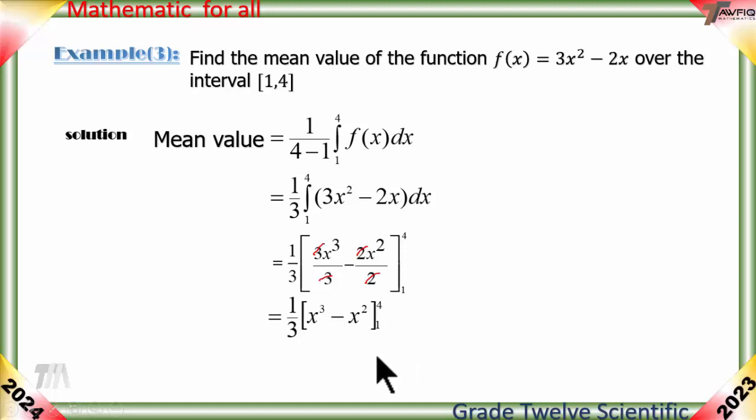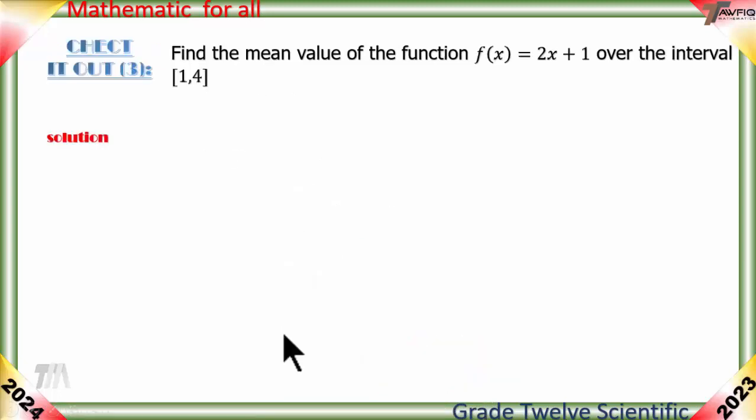Substitute 4 in place of x, it becomes 4 cubed minus 4 squared, and minus, after that, substitute 1 cubed minus 1 squared. 1 cubed is 1, 1 squared is 1, 1 minus 1 is 0, so this part is 0. It becomes 60.